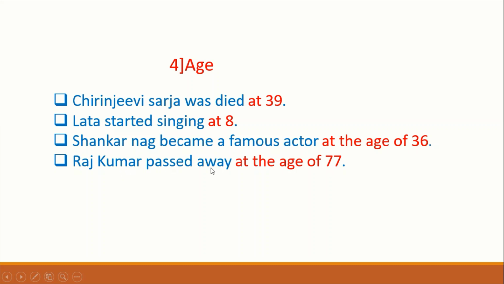Rajkumar passed away at the age of 77. When did Rajkumar pass away? At the age of 77. At is a preposition. 77 was the age of Rajkumar when he passed away.